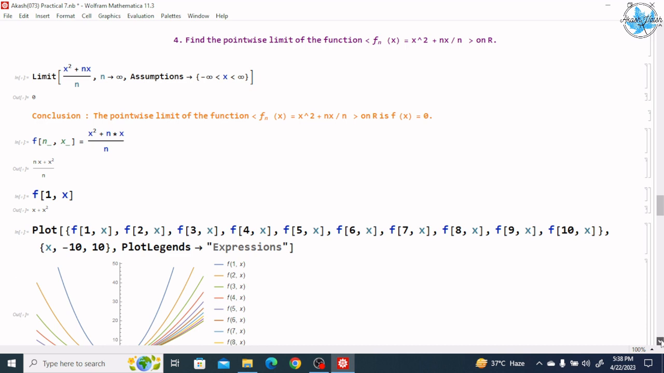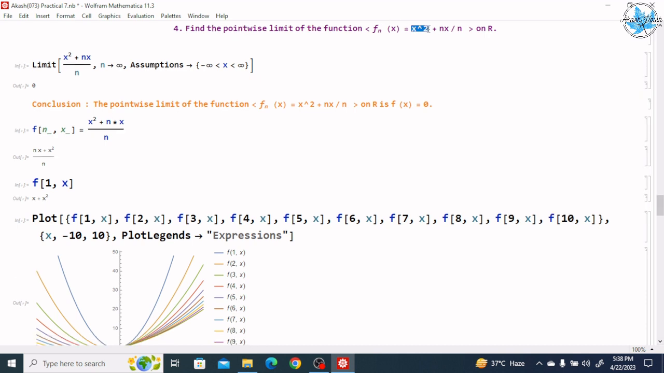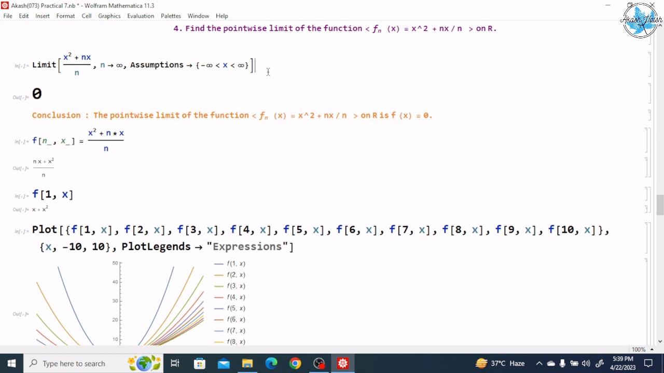Now come to the fourth part. Now your function is what? x square plus nx upon n on R. So that's my function, that is, give the limit of x square plus nx upon n, where n tends to infinity. In the assumption we will write that the value of x lies between minus infinity and infinity. When the value of x lies between minus infinity and infinity, you can see the value of the limit would be 0. So press the Shift plus Enter key, and you will get your result to be 0.